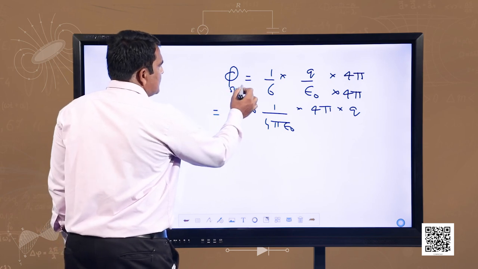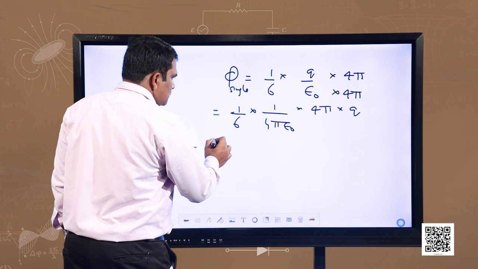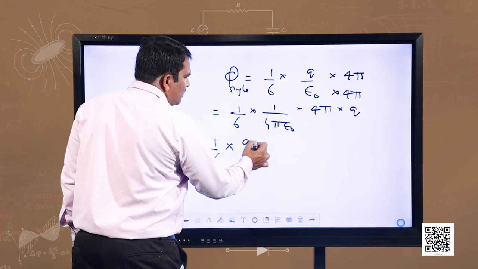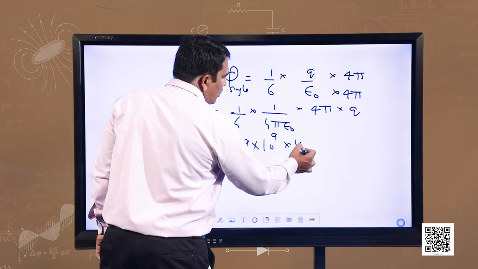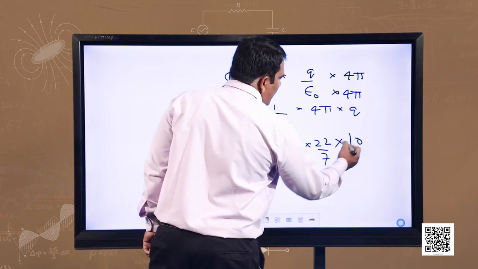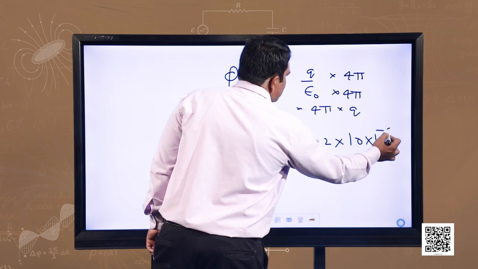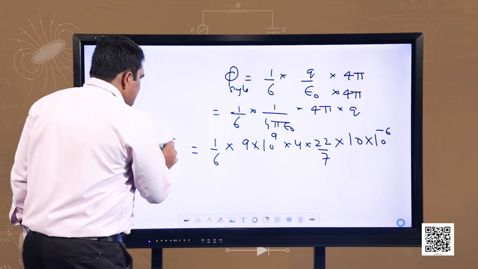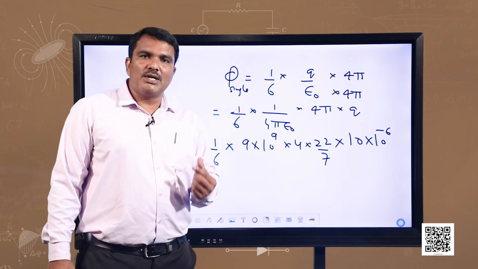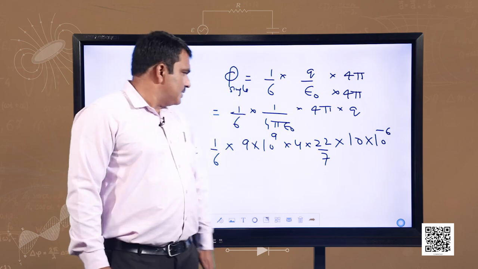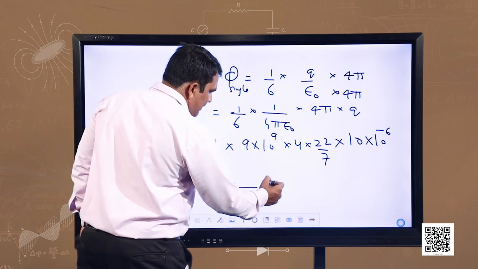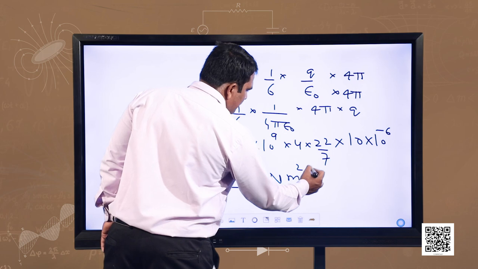This is the flux through a single face of the cube, that is 1 by 6 into, and we know the value of this constant is 9 into 10 to the power 9, 4 pi is 22 by 7 times 4, and your charge was 10 microcoulomb, that is 10 into 10 to the power minus 6. This way you can find the flux through each face of this cube, which is the flux passing through the square in question. And you can put the final answer by writing the unit as Newton meter square per coulomb.